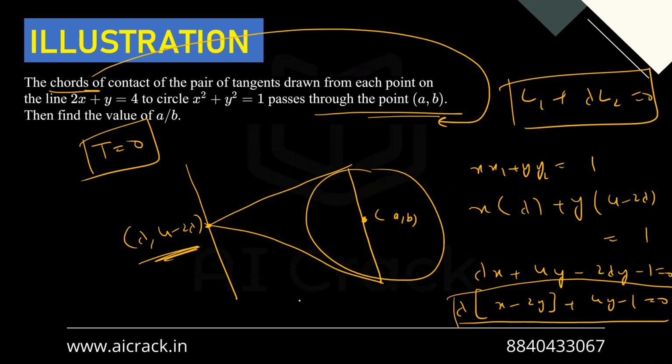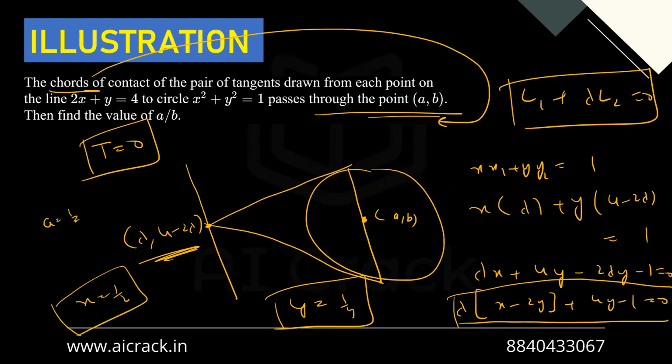Basically y equals to 1 by 4. And if I put the value of y over here, I'll be getting x equals to 1 by 2. So our a value is 1 by 2 and b value is 1 by 4. So we'll be getting 2 as the answer. Okay, 2 is the correct answer.